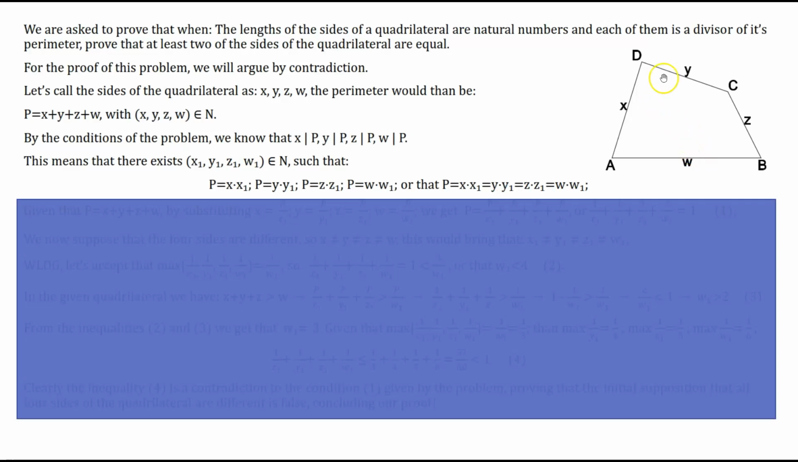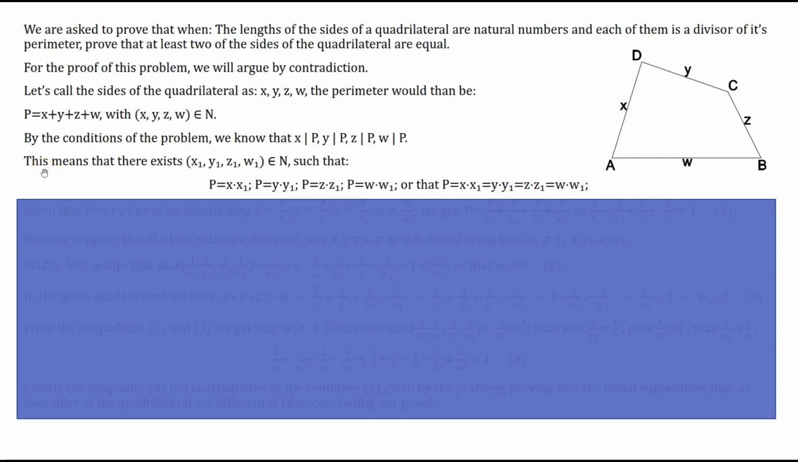Then the perimeter of this quadrilateral will be, of course, the sum of these four sides. So P, the perimeter, will be equal to x plus y plus z plus omega, with x, y, z, and omega natural numbers, as the condition of the problem states. Now, by the condition of the problem, we also know that x is a divisor of P, y is a divisor of P, z is a divisor of P, and omega is a divisor of P.